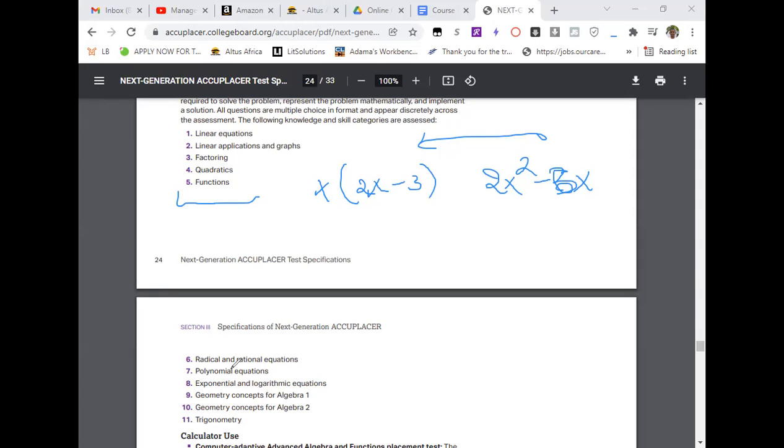And number 8, exponential and logarithm equations. Again, this is just a formula that doesn't take more than 5 minutes to master. Just see how they are solved. It's not that advanced at all. And number 9, geometric concept for algebra 1. Again, it's the same topics from what we saw above, but it's going to be more advanced with trig, tangent, and cotangent, and sine, cosecant, and their inverses.